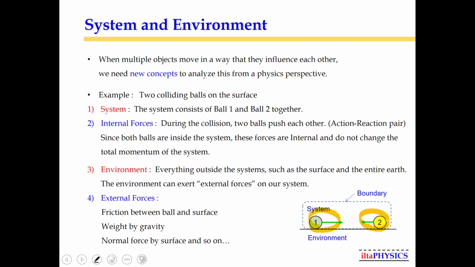In this case, we can define the imaginary area that includes both balls as our system. The dotted line you see in the drawing represents that imaginary boundary of the system. Once the system is defined, everything outside of it becomes the environment. The reason we separate the system from the environment is so we can analyze the forces or energy happening inside and outside separately. First, the forces acting within the system are called internal forces.